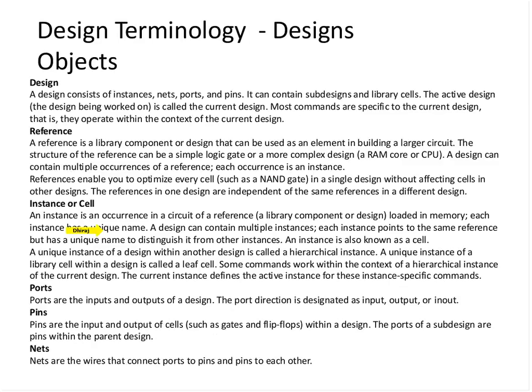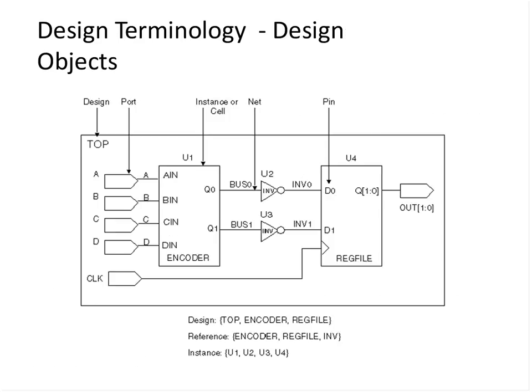A cell, a design, an instance which is not hierarchical is called a leaf cell. For example, in this one, encoder would be more or less a complex circuit. It will contain a few logic gates. Similarly, edge file will have some clocks. So encoder and edge file are hierarchical designs. They are sub designs, but they are hierarchical in nature. On the other hand, inverter is not hierarchical. There is no other hierarchy inside inverter. That's why we call it a leaf cell.